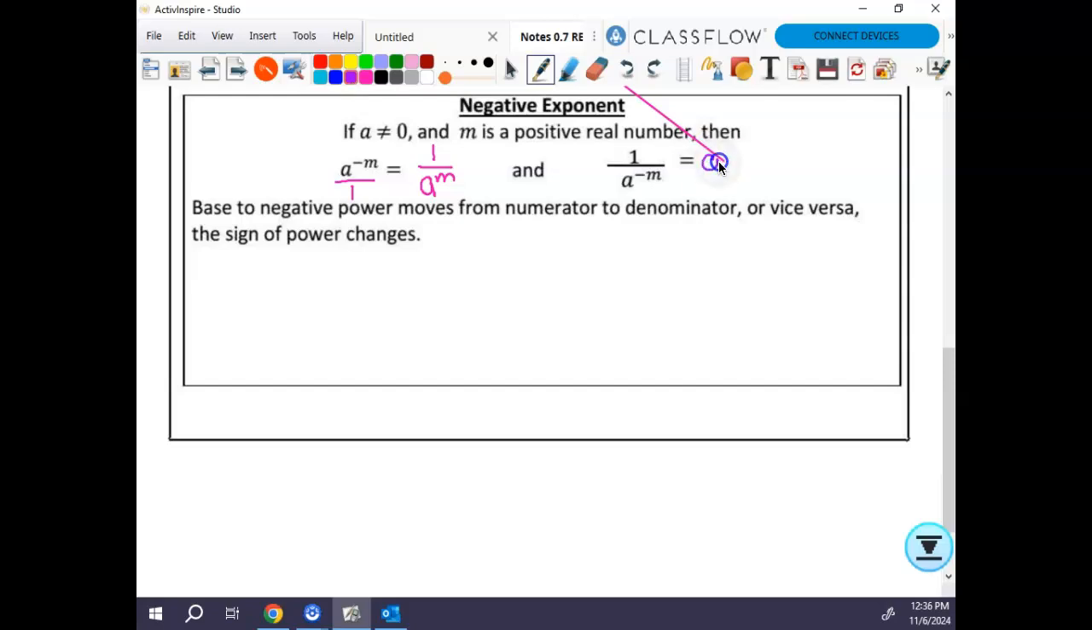This would just be a to the m power. And you don't have to put it over 1. You can, and there's nothing wrong with it. You wouldn't see it that way, and you don't need to. But if it kind of finishes it off for you so you don't get confused, totally fine. Okay, we all good with that?